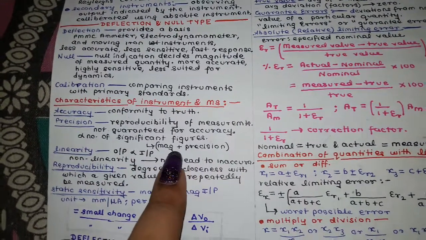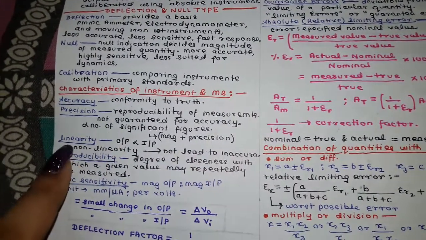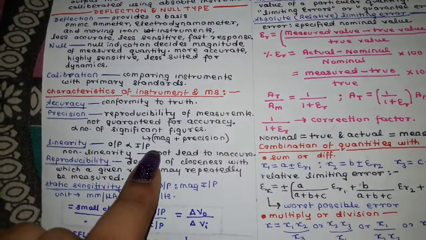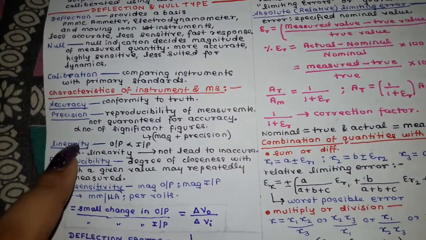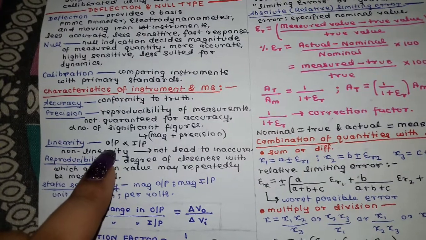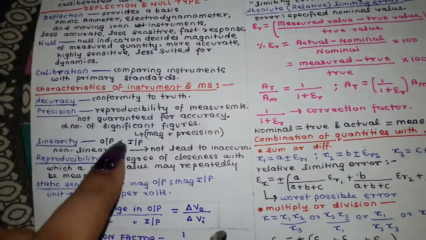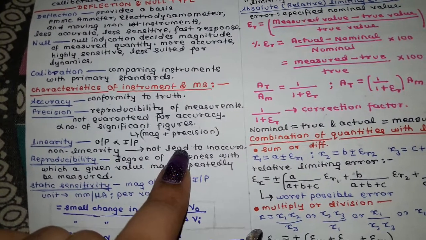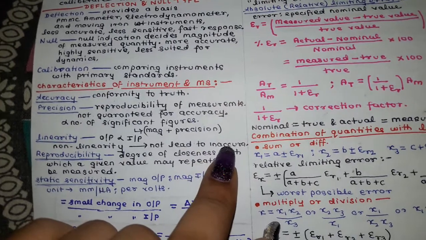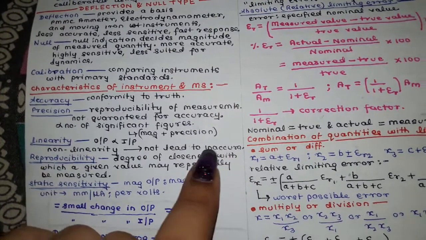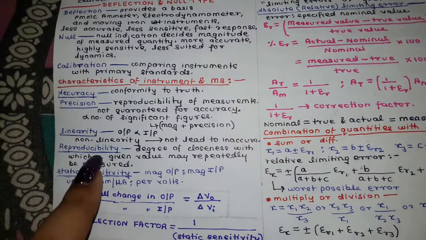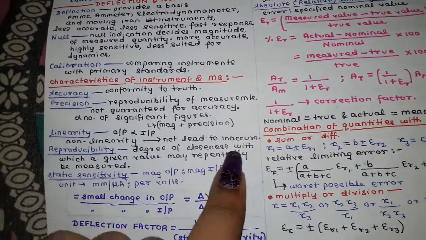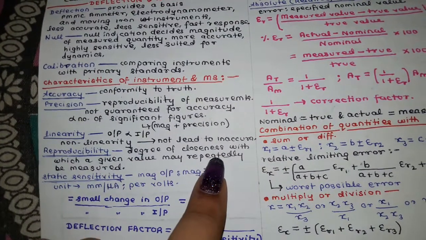Significant figures give the magnitude and the precision. Linearity is when the output is proportional to input. If a system is not linear, it doesn't mean that it is not accurate. A system can be non-linear but still be accurate. Let's talk about reproducibility, the degree of closeness with which a given value may be repeatedly measured.